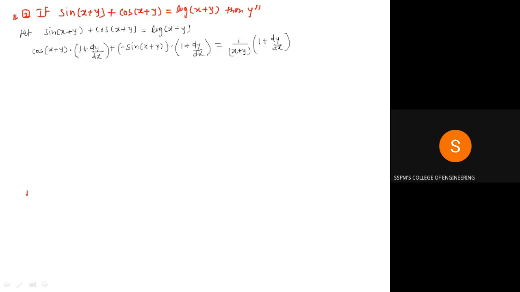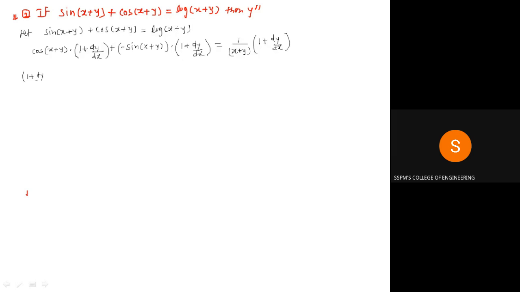Suppose you are shifting all these terms to the LHS. The term common to all is 1 plus dy by dx, 1 plus dy by dx. When you are shifting these terms to the RHS, this will become minus. So take this term, 1 plus dy by dx, as common.